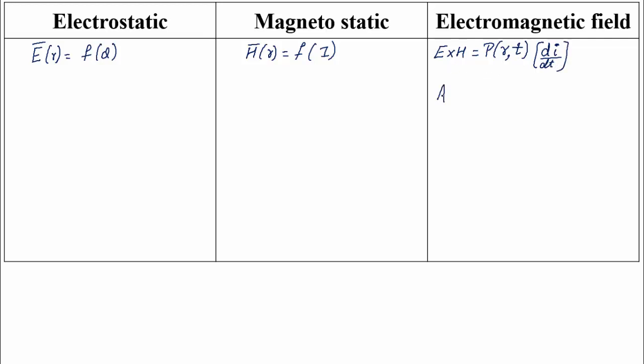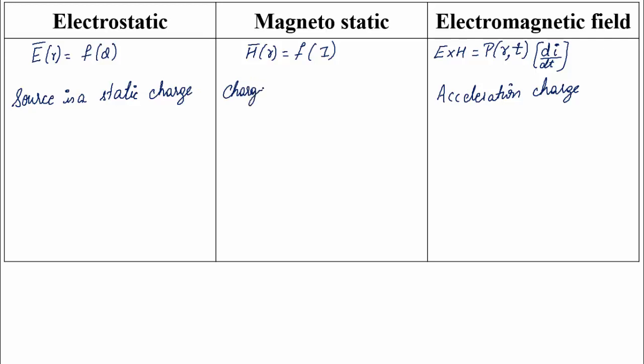This one you are going to call an accelerated charge. Now what do you mean by E being a function of Q? Nothing but electric field is a function of charge. So in this case you will be considering the source is a static charge. But if I am talking about magnetostatic, it is charge at constant motion. Whenever the charge or the current is at constant motion, you will be calling that a DC current or DC charge.